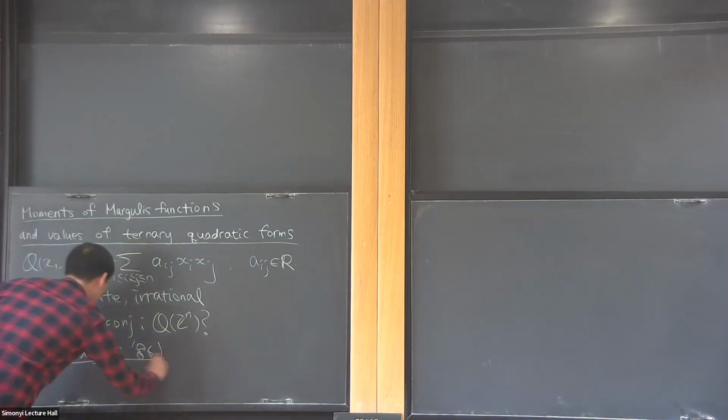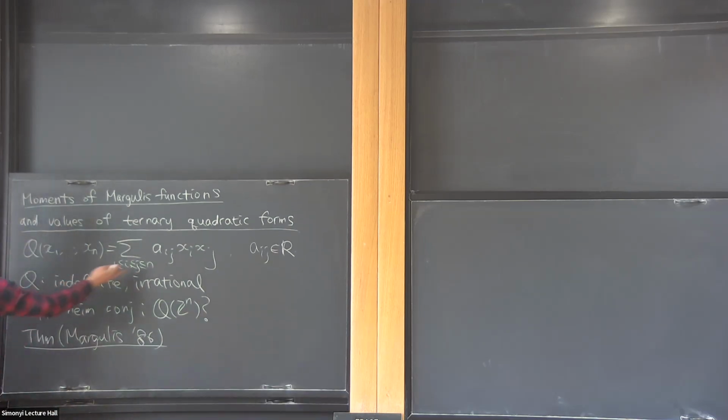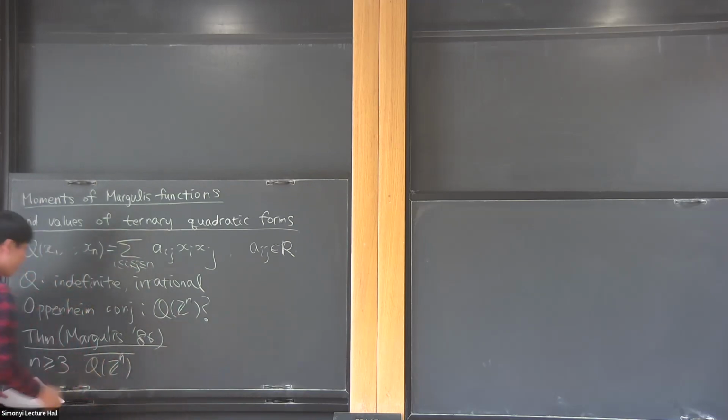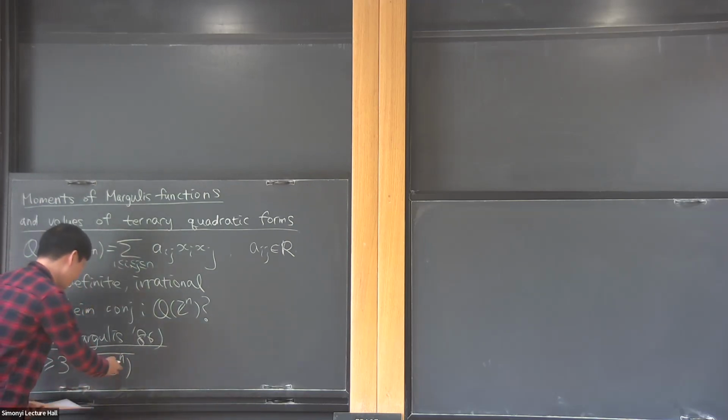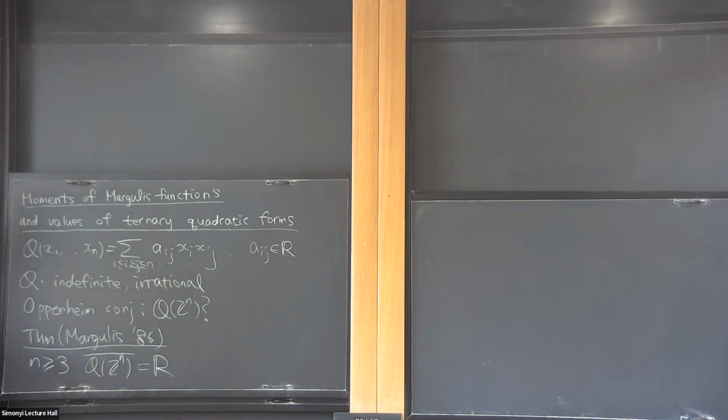So the statement is the following. For any indefinite irrational quadratic form of variables at least 3, the image set at the integer points is dense in the real line. Of course, we need to assume that Q is indefinite and irrational, otherwise the image set would be discrete, so it will never be dense in the real line.